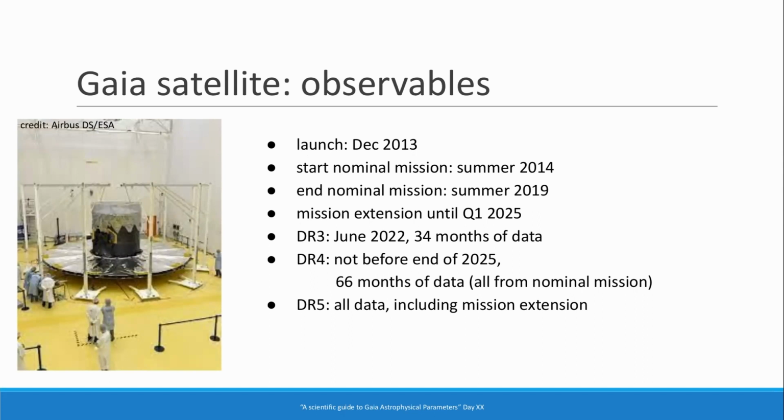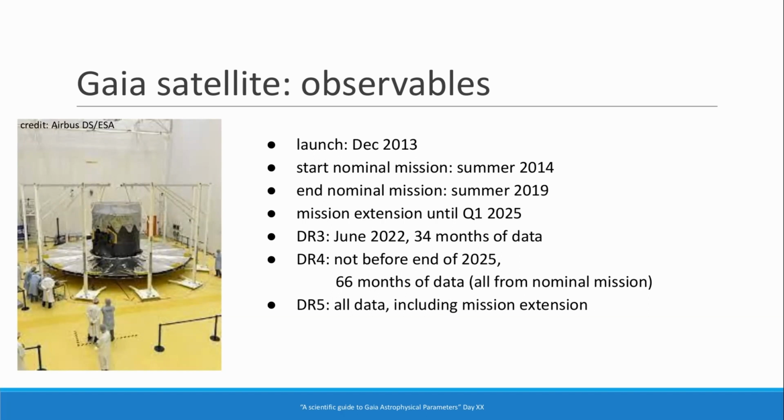So the satellite was launched, as you may remember, in December 2013. It then took some time to fly to L2 and be commissioned there, and to check that everything was properly working. And then the nominal mission started in summer 2014. And it lasted for 5 years, and in summer 2019, the nominal mission has actually ended. And since then, we are in the mission extension phase, which will probably last until the first quarter of 2025, when the satellite essentially runs out of fuel.